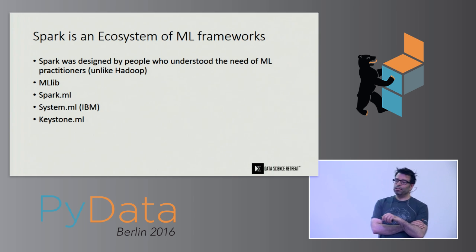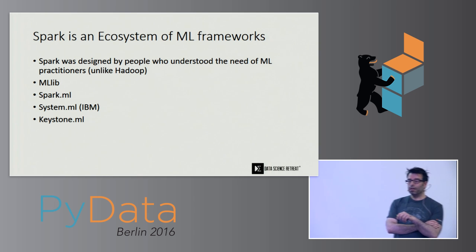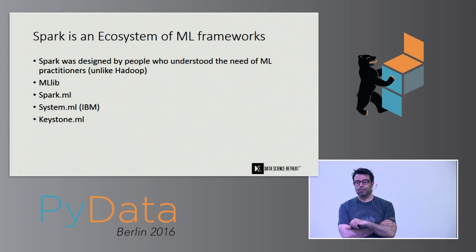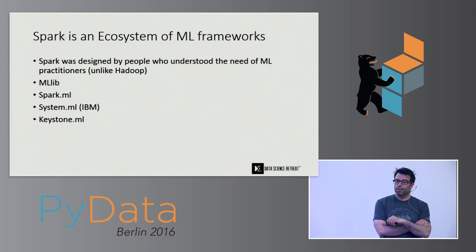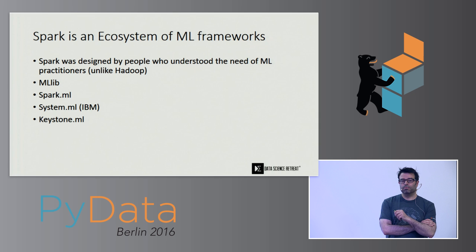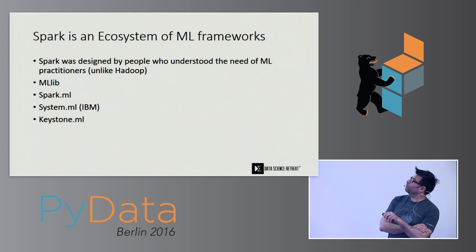System.ml is something that IBM came up with. Apparently, it's very interesting. I haven't looked at it much. And this Keystone.ml, it's another library by the AMP Lab, the same guys that did Spark. It's kind of early days, alpha or very early beta. They apparently have very good implementations of NLP stuff. So it's something to consider. So don't think for a second that you have to stick to MLlib.